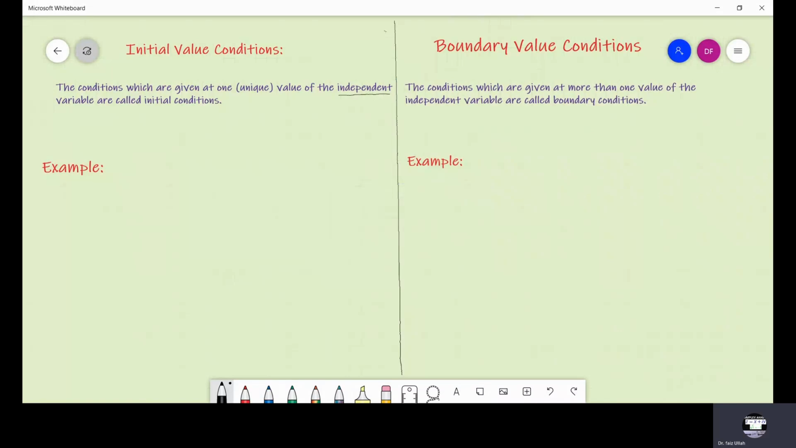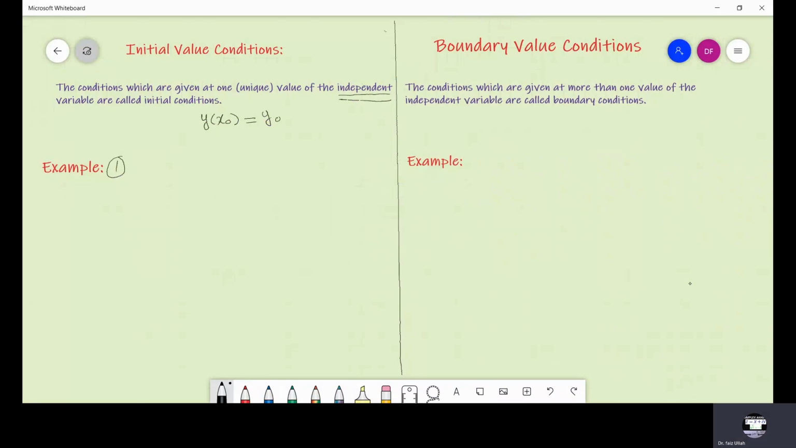Initial conditions. If the conditions with ordinary differential equations are given at only one value of the independent variable, then those conditions are called initial conditions. We usually write it as y of x naught is equal to y naught. So there is only one value x naught of the independent variable. Let us explain it by some example.